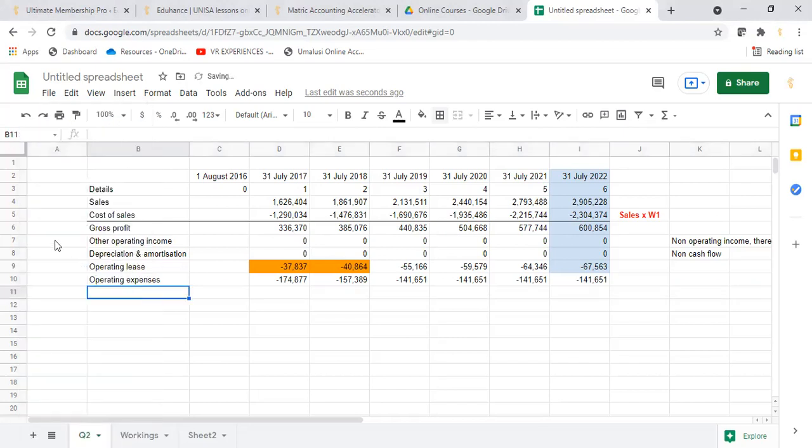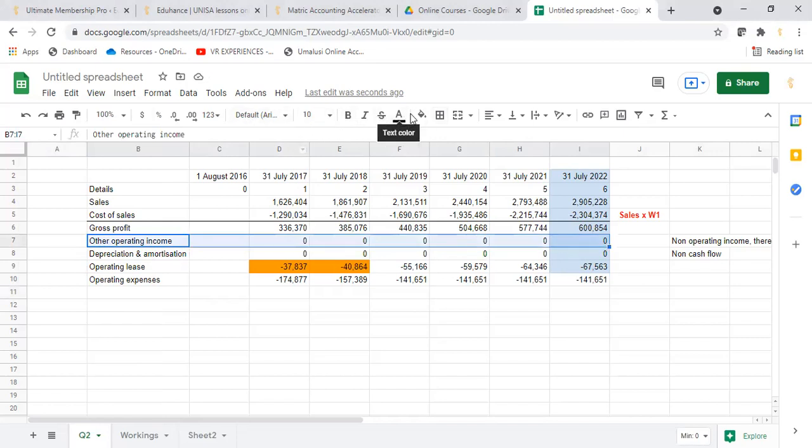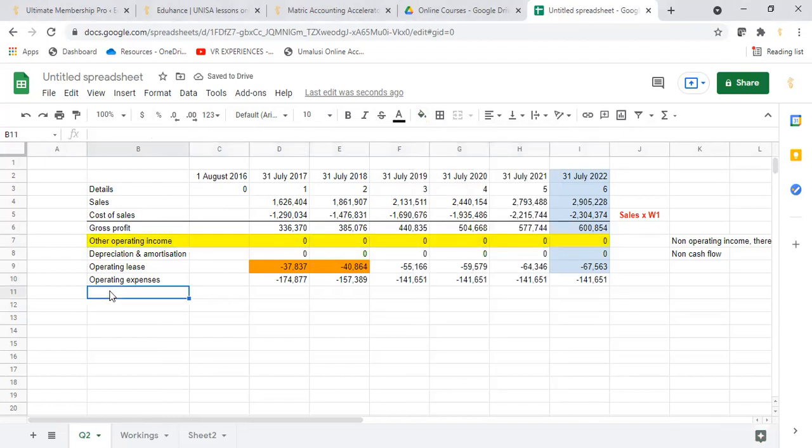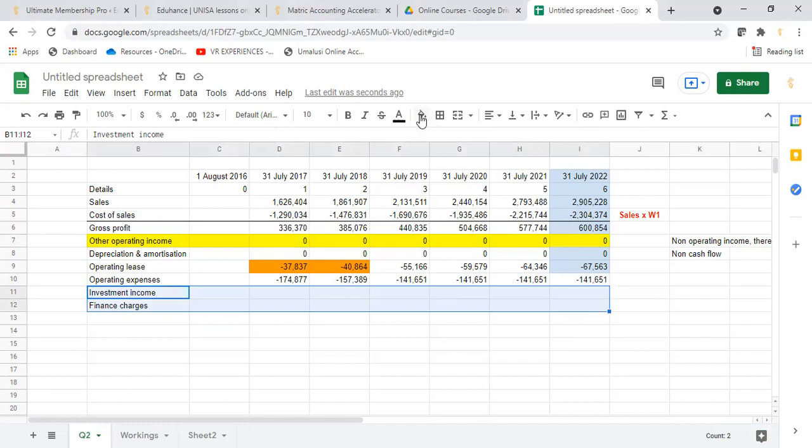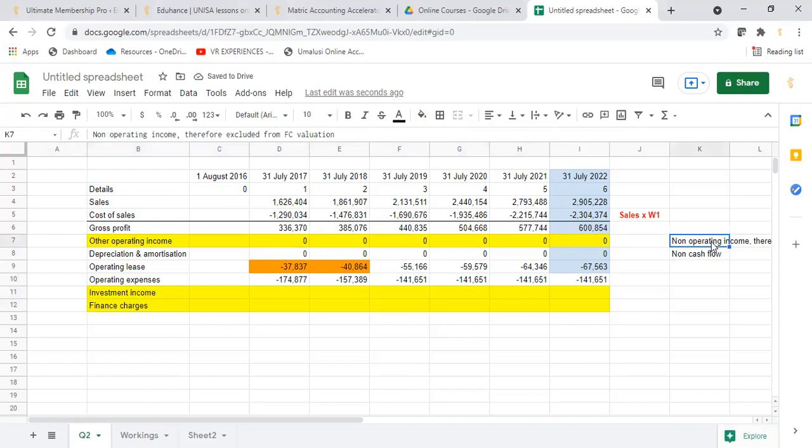What I'm going to highlight over here in yellow means that in your answer, in your exam, you don't have to include it. So this was investment income and finance charges. These two we don't include because it is not operating income. Finance, non-operating expense.